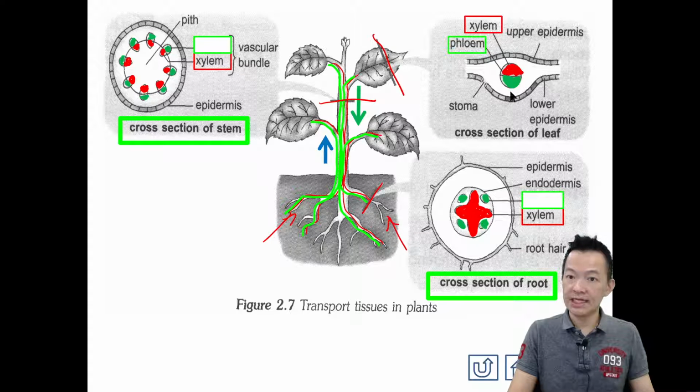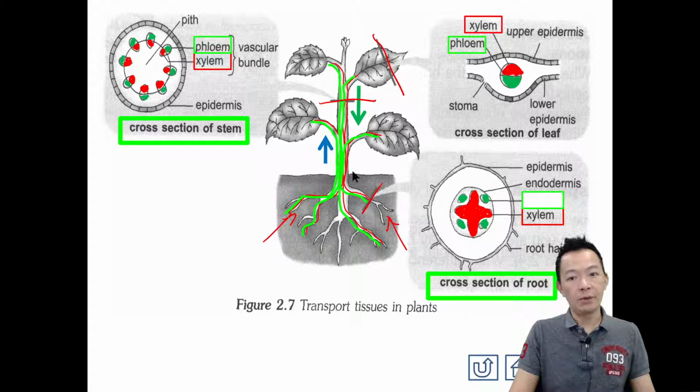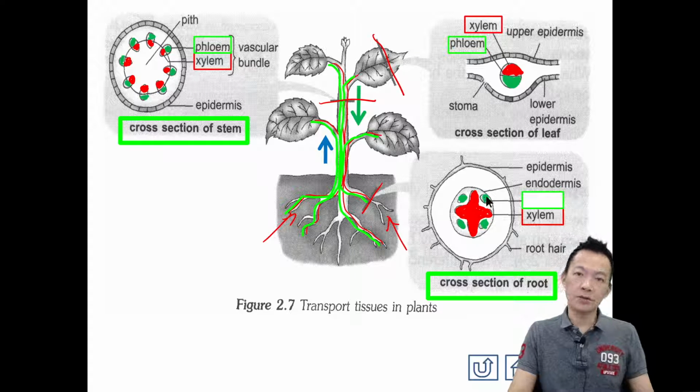Phloem tissue is just below it, okay? So the food material will be transported downwards. If you look at the stem base, the phloem tissue is just beside the xylem tissue, okay? The phloem tissue here moves downwards, goes to the root. And where's the phloem tissue in the root? It's also beside, facing outwards. Phloem tissue faces outwards.